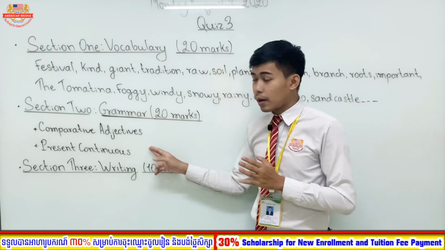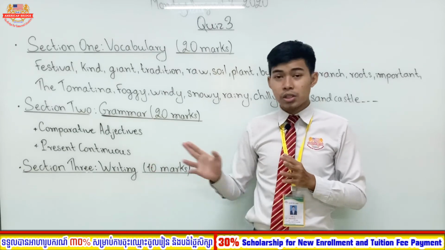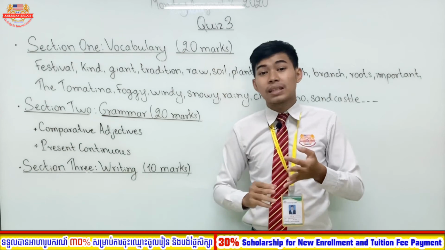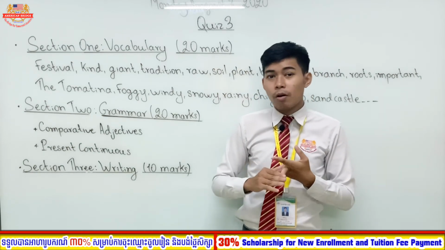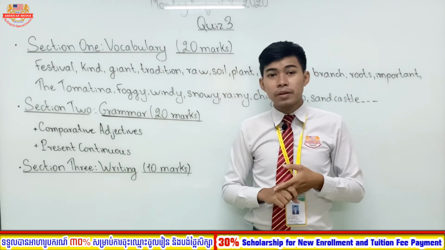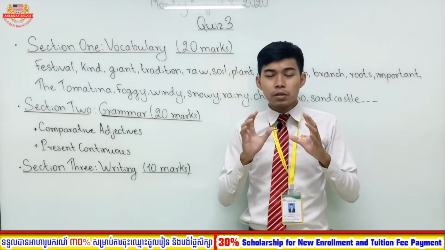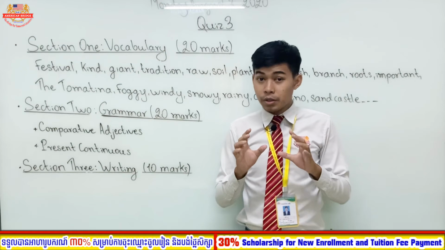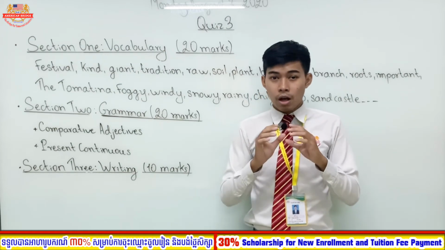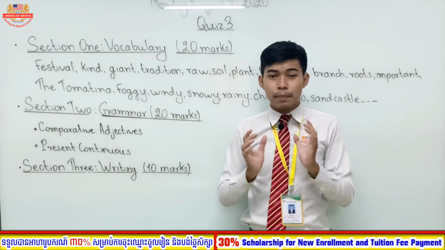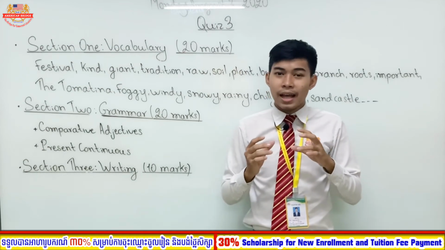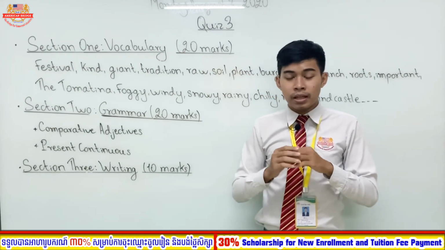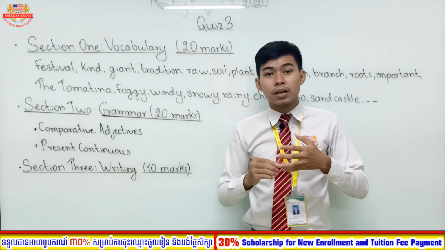And the second grammar point is about present continuous. So present continuous, we learned about the positive form, the negative form, and the question form, right? Can you tell me, when do we use present continuous or present progressive? We use present continuous when we talk about something that is happening right now. We talk about the actions that are in progress, that are happening right now. So there is a positive form, a negative form, and a question form.